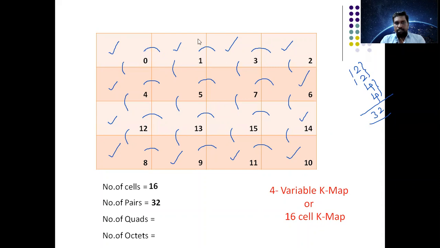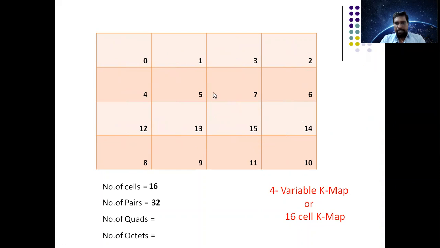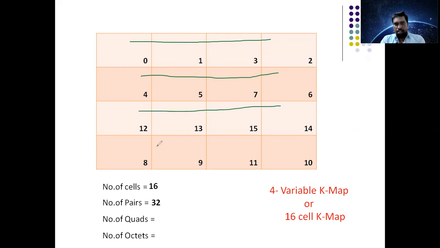Okay, clear? Next, my task is to find how many quads. So I will change the green color. Observe the quads. See, all 4 cells present in the first row is one quad. Second row entirely is one quad. Third row entirely is one quad. Fourth row entirely is one quad.